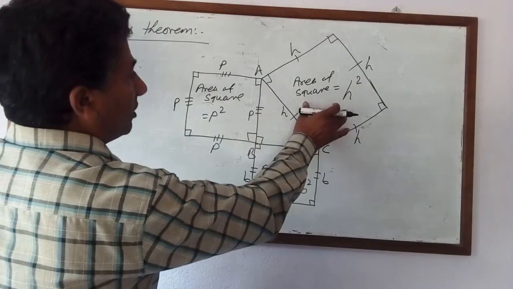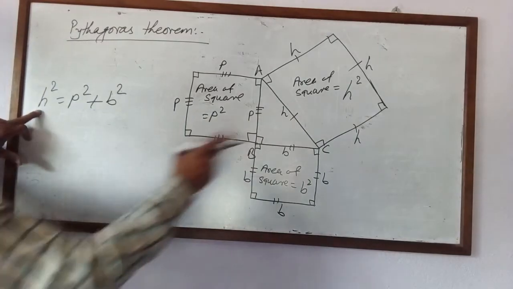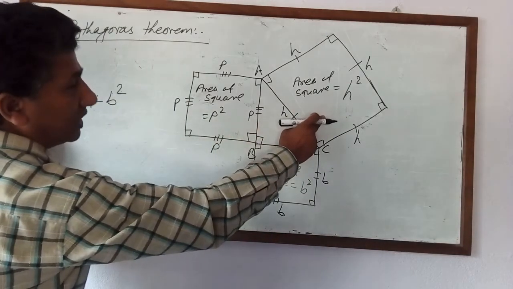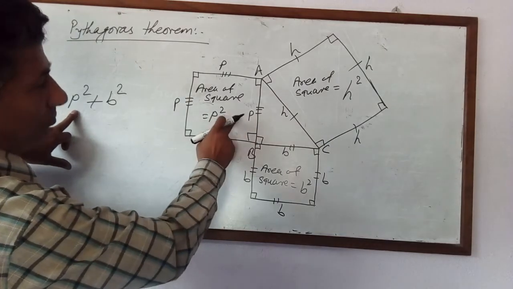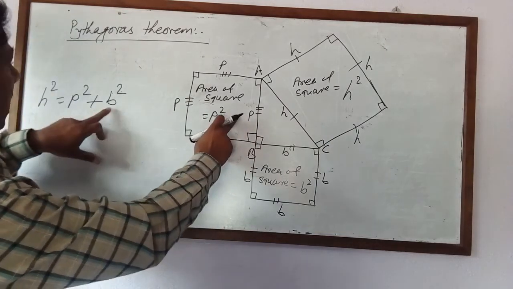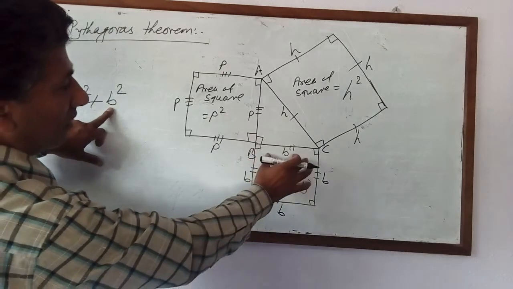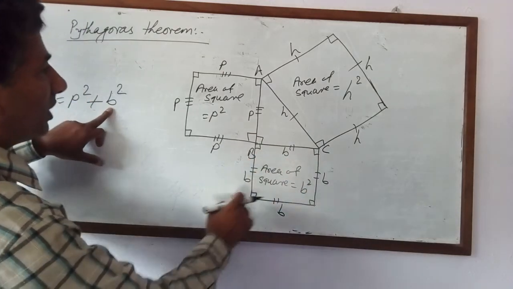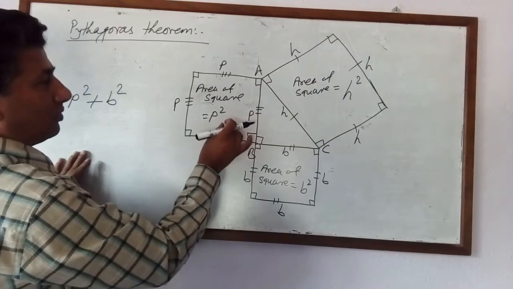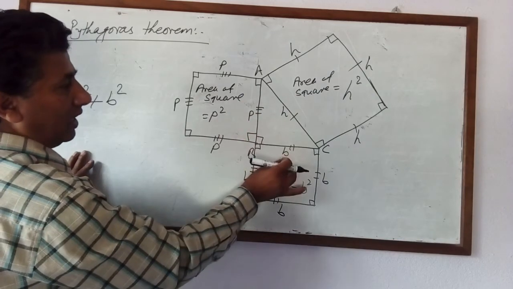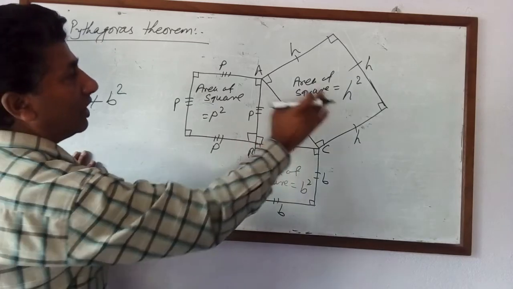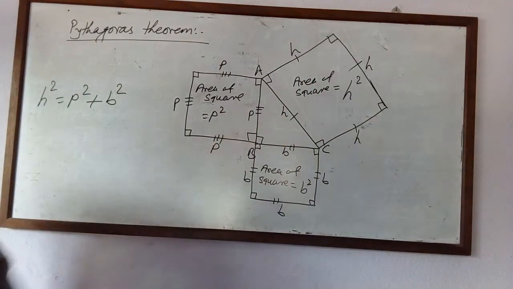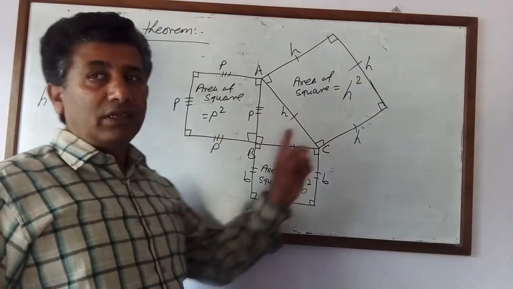Now h square means the area of the square on the hypotenuse, p square means the area of the square on the perpendicular, and b square means the area of the square on the base. That's why the area of this square equals the sum of the areas of these two. The area of this plus the area of this equals the area of this square. This is also the meaning of the Pythagoras theorem.